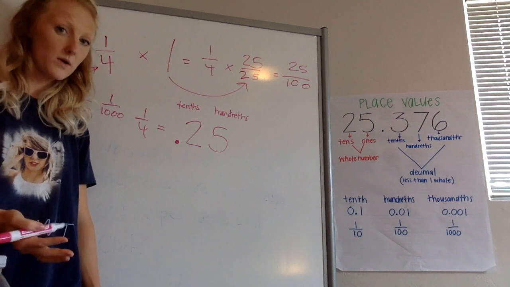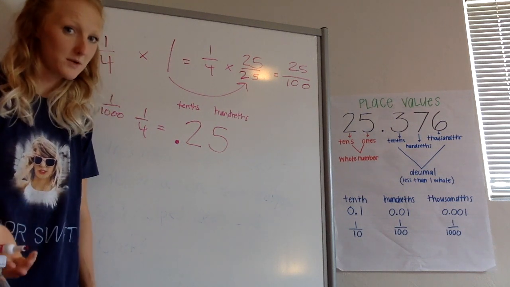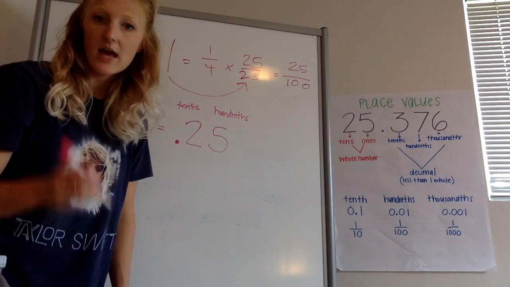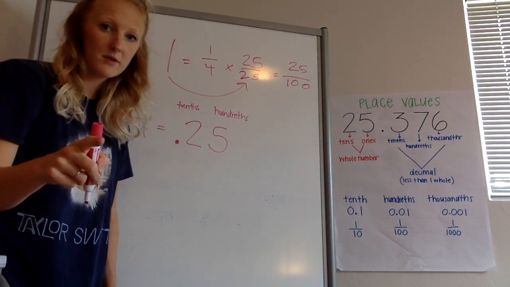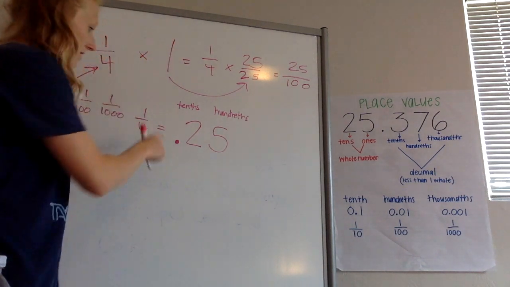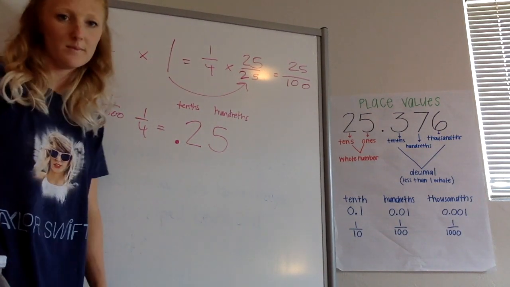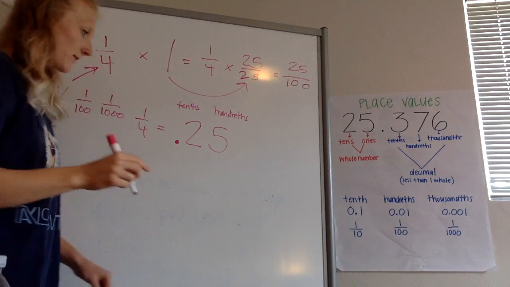1/4 is worth 25 cents of a dollar. If you don't believe me, take out your phone right now or whatever you're using and do 1 divided by 4, and you know what it's going to tell you? Boom, 25 hundredths. Let's do another one.